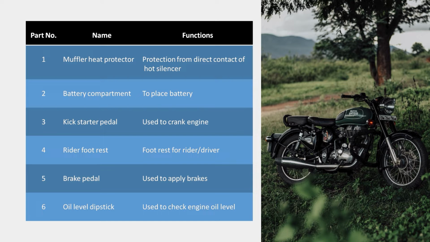Then brake pedal. As the name indicates, it is used when you want to slow down the motorcycle, or you want to apply a brake for suddenly stopping the motorcycle, you apply a pedal brake. Then sixth one is oil level dipstick. Normally the oil tank is there, you have a dipstick, it is used to check whether the engine oil level is proper or not.